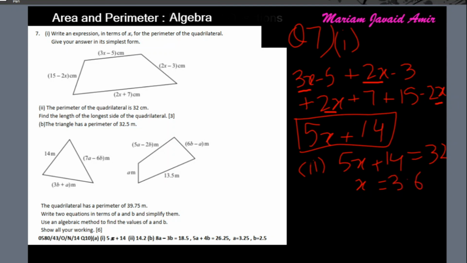Now they need the longest length. So I believe the longest length will be 2x plus 7 because the other lengths have negative sign in between. So 2 times 3.6 plus 7. Let's see if we get the answer. Plus 7. So we get 14.2. Yes, this is the answer. Or if you're not sure which length is the biggest length, you'll have to substitute x in all these and then choose the biggest answer.